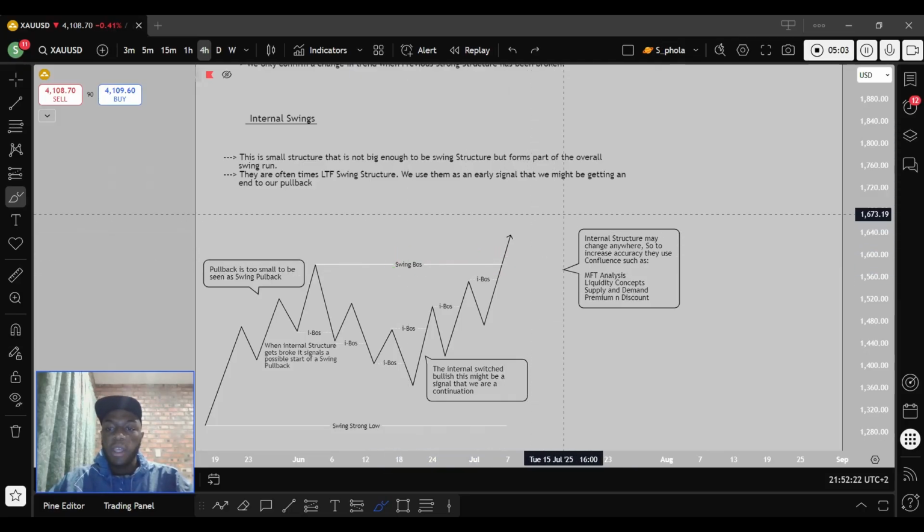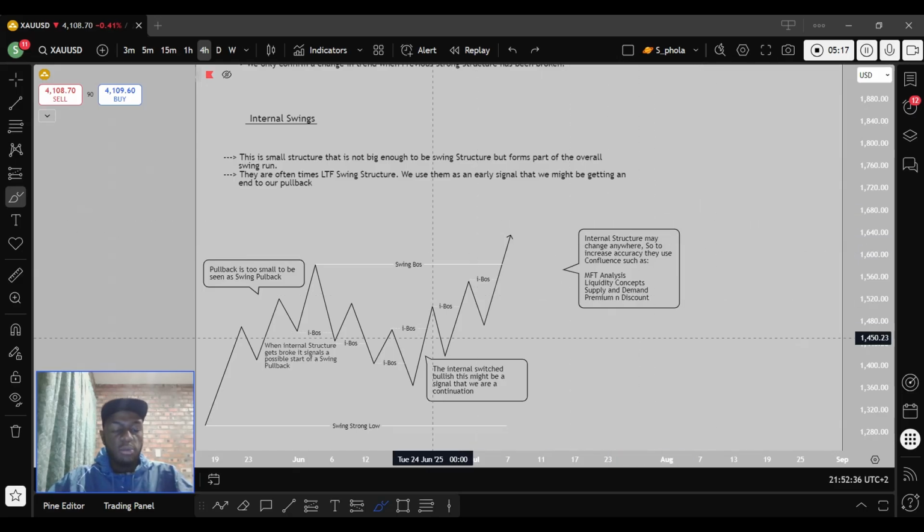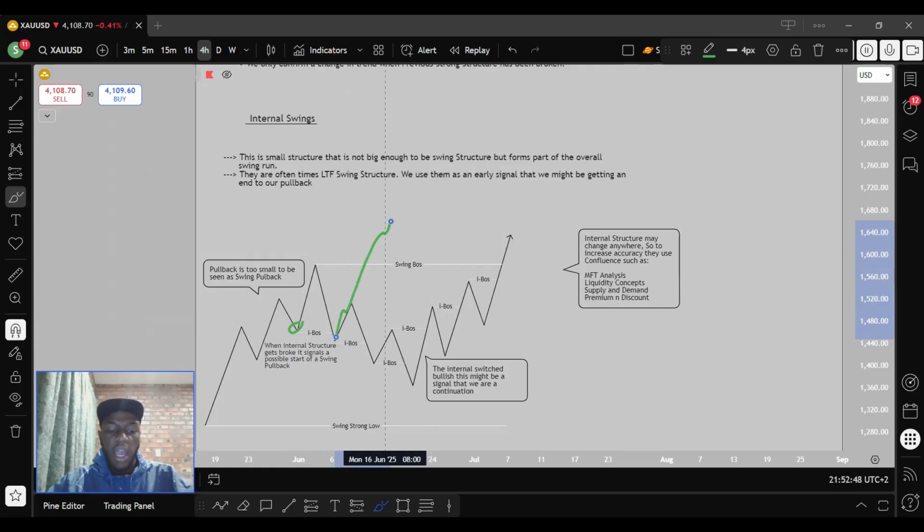Then, a quick side note: internal structure may change. Guys, internal structure may change anyway. Understand? So that is why it is important to use this, because sometimes you may get internal structure broken here, then you're like, okay cool, we're getting a pullback. Then what happens? Price continues moving higher. Understand? That's why it is important to use multi-time frame analysis. It is important to use supply and demand.